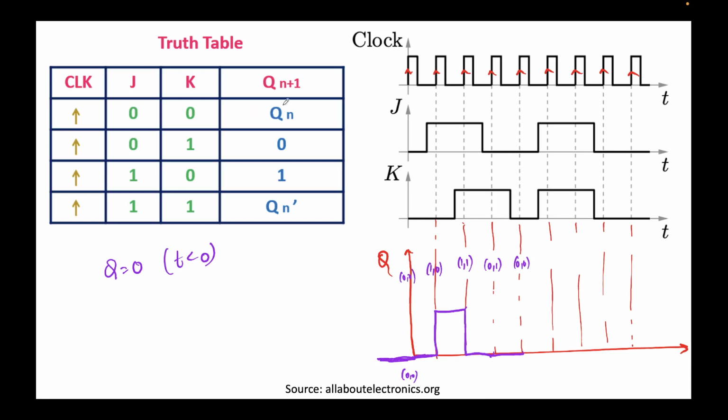At 0 0, what's the state? The next state should be the same as the previous state. So what's the previous state? The previous state is 0. The next state will also remain 0.